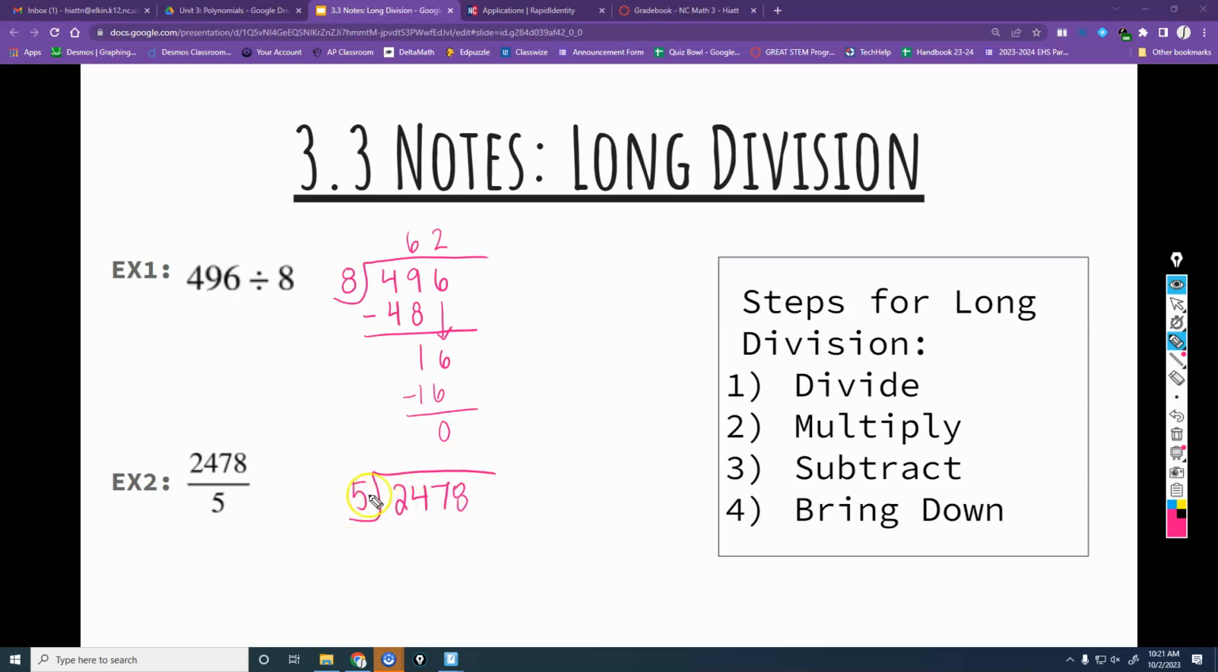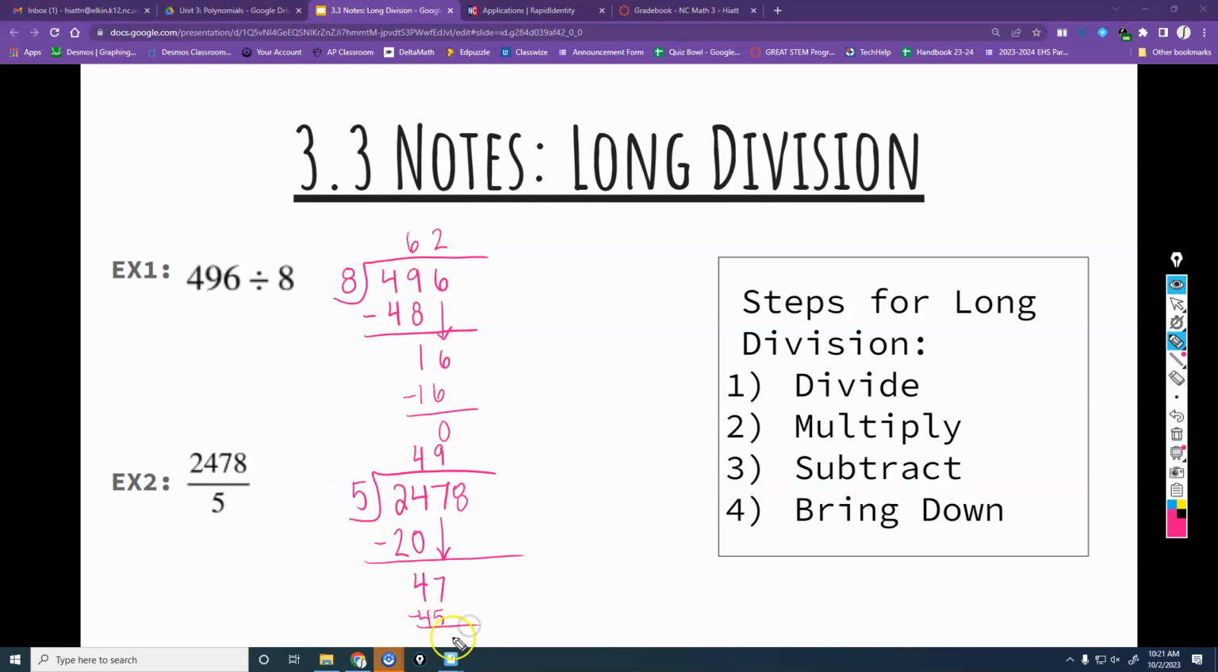So you ask yourself, how many times does 5 go into 2? It does not. How many times does 5 go into 24? 4 times. 4 times 5 is 20. We subtract, we get 4. We bring down the 7. How many times does 5 go into 47? It'll go 9 times. 9 times 5 is 45.